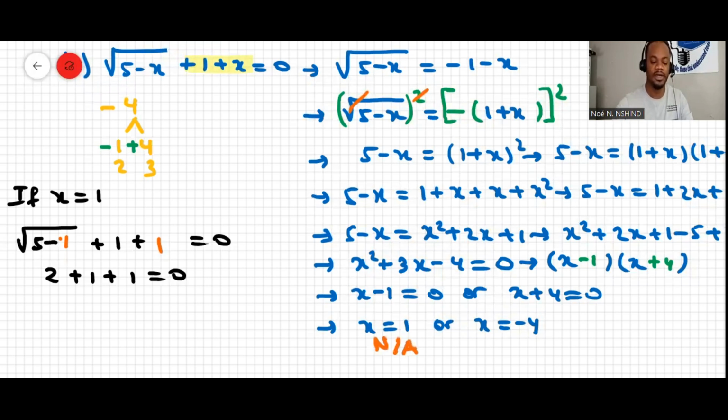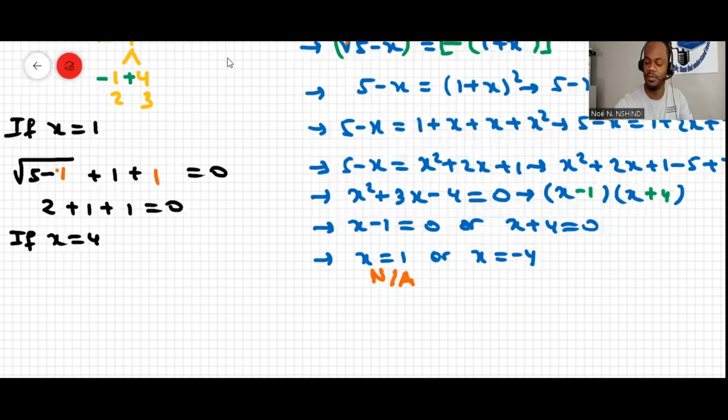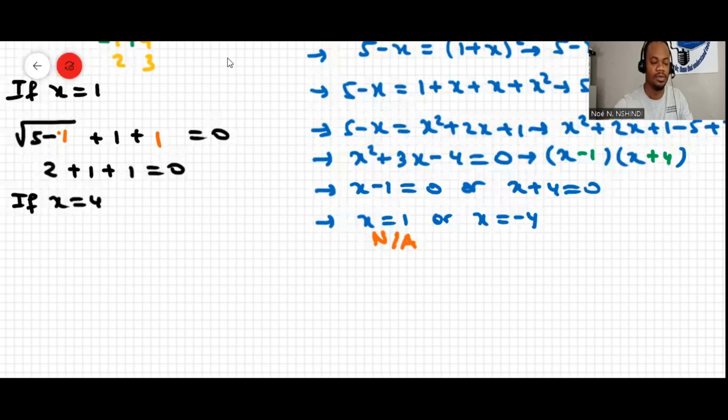Now, let's see if x equals 4. So, if x equals 4, then this will be 5 minus x plus 1 plus x equal to 0. Now I will sub in the value of x by 4, or negative 4, that's going to be negative 4, and then negative 4.